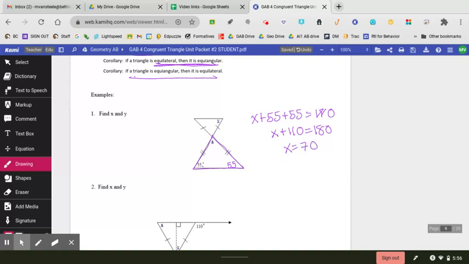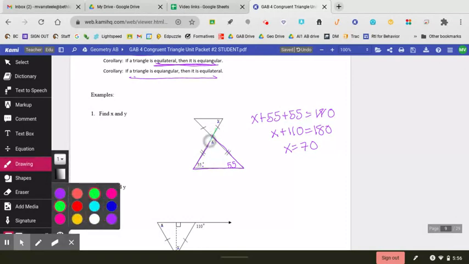Well, since x equals 70, and that's the vertex angle of that triangle, but more importantly for this next step, it's vertical to the vertex of the other triangle, that vertex is also 70. Which means I could do that equation again. You're going to realize that y plus 70 equals 180, but hopefully you realize that that means y is also going to be 55.